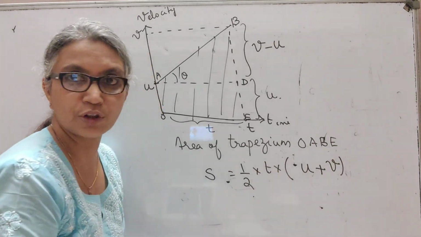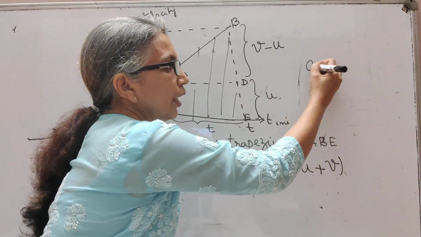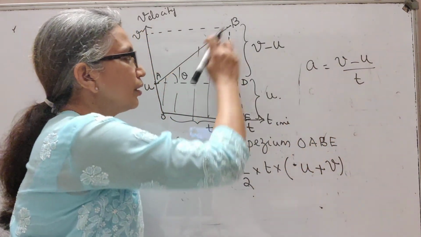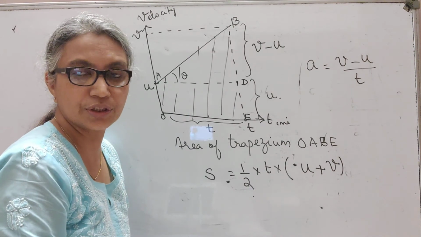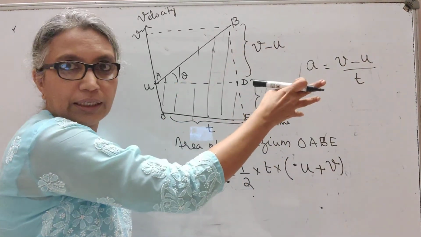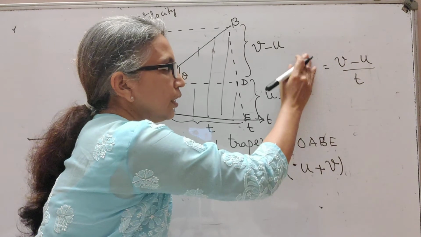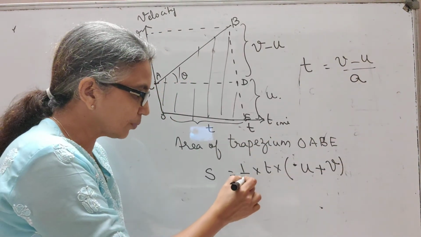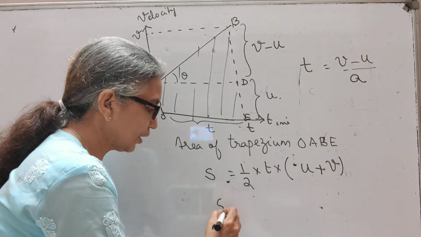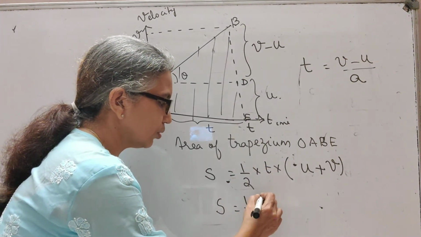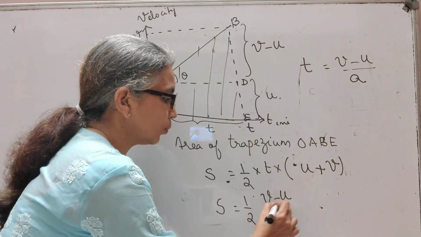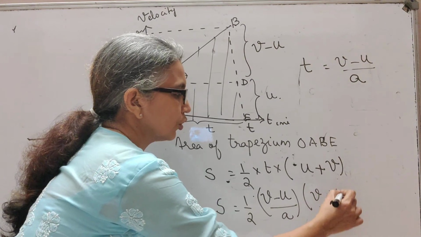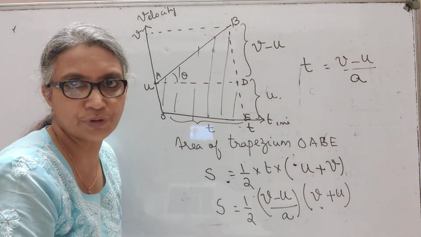Here I am going to substitute for t from our equation. a equal to v minus u by t was the first one that we wrote, slope of the line. Acceleration is opposite side by adjacent side. So from here, what is t? t is equal to v minus u by a. I am going to substitute that t here. So we have s is equal to half into v minus u by a brackets v plus u. Instead of u plus v, I wrote it as v plus u.